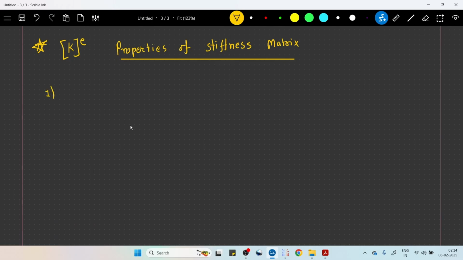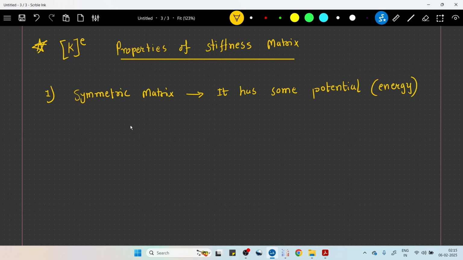The first property is that the stiffness matrix is a symmetric matrix. What does it mean physically? What is the physical significance of this? That means it has some potential, or energy. If we say spring, it has some energy or some potential.